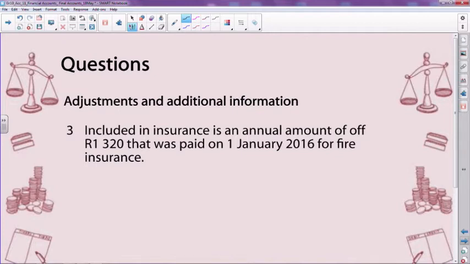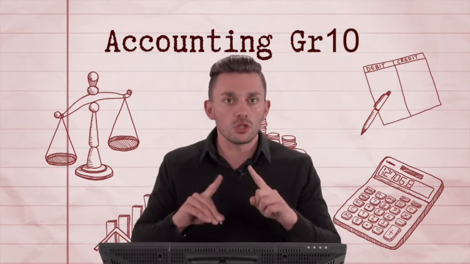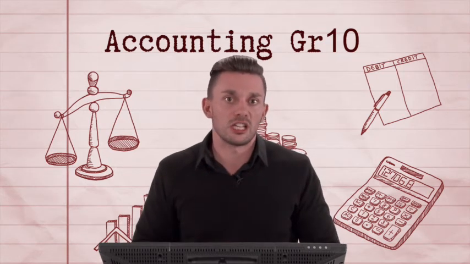I'll read it together. Included in insurance is an annual amount of 1,320 that was paid. So we paid this amount on the 1st of January 2016. And now, when did we finish this year? Remember, it was 28 February 2016. So I'm going to give you 1 minute to quickly do the adjustments. Identify the two accounts, get the amount, and then place it into the two line entries on your pre-adjustment trial balance. 1 minute starts now.